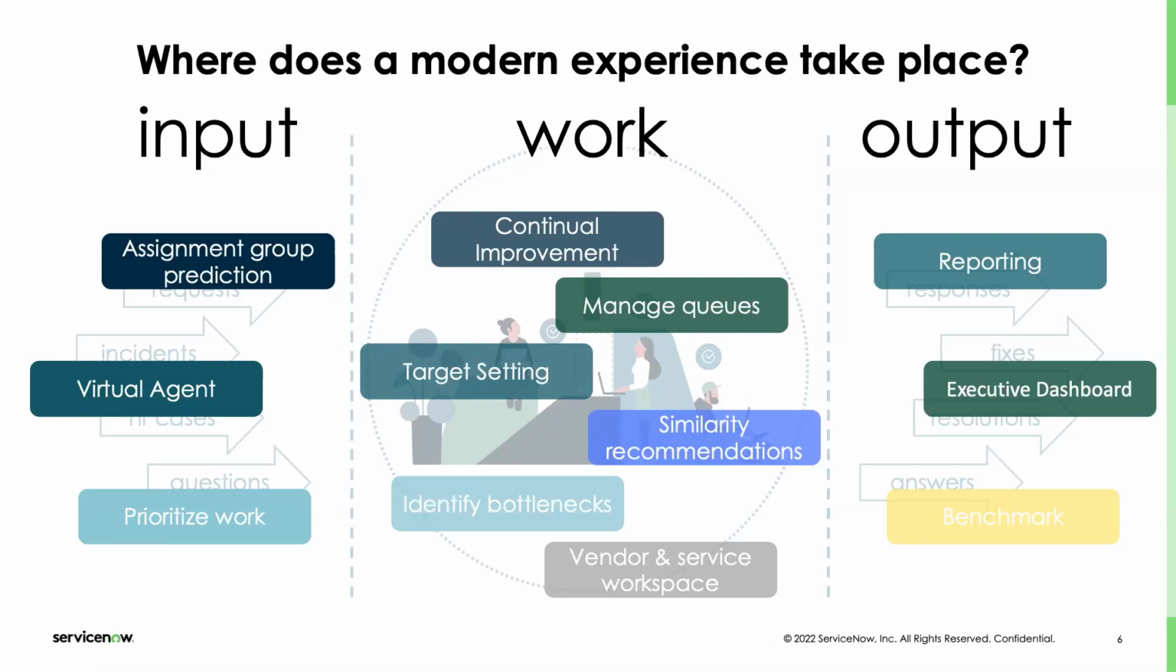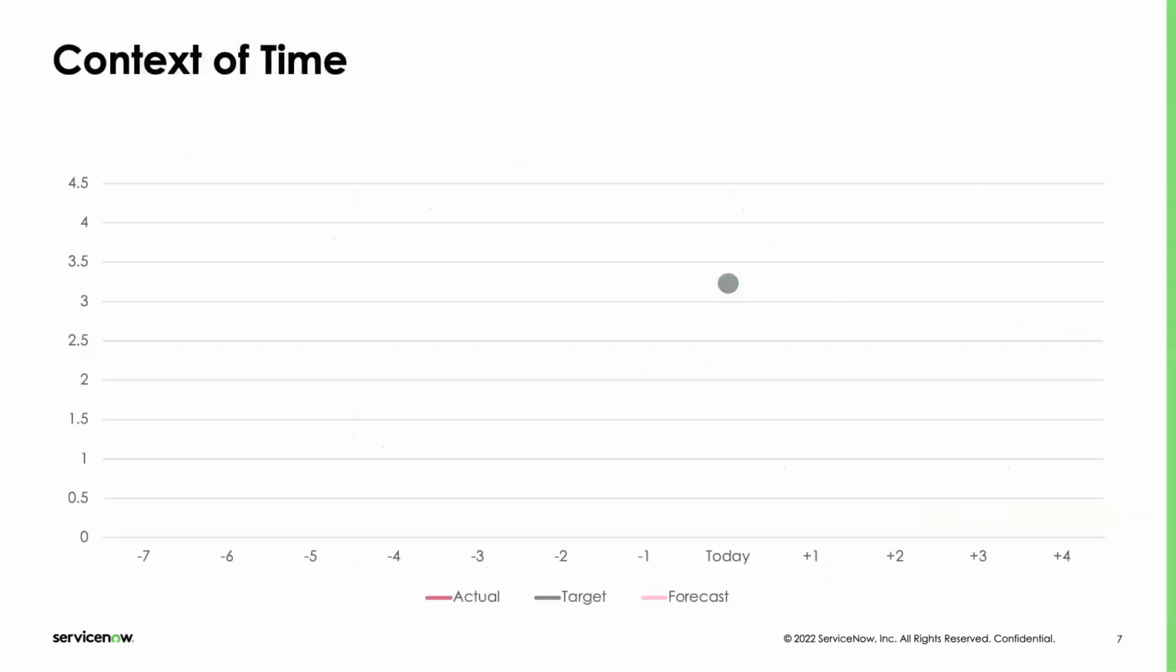Now, one of the things that you may have picked up is that we would like to focus on the work. So the question, where does a modern experience take place? If we really want to have that modern experience for the end users, we should focus on things that we can influence, not necessarily reporting on output. So one of the aspects of performance analytics that is really important and relevant in understanding how we're doing and where we should impact performance is the context of time. So you can see a horizontal axis at the bottom depicting time. That's today, +1, +2 days or weeks or whatever time frame you want.